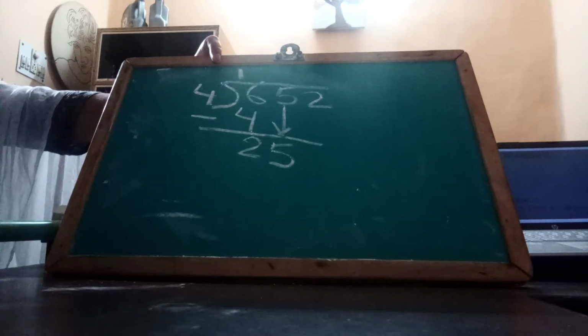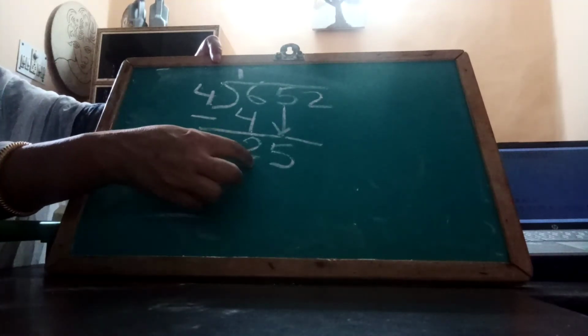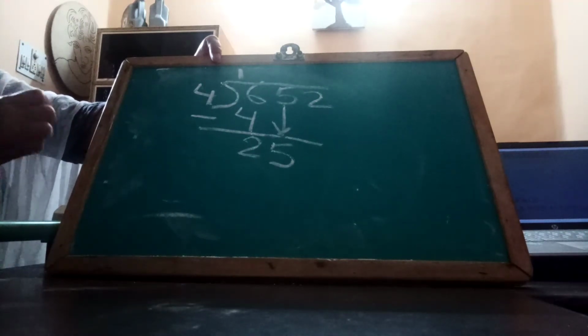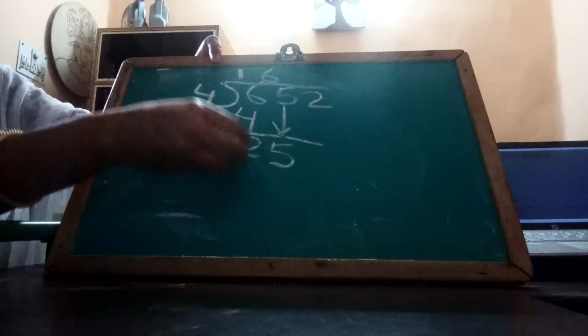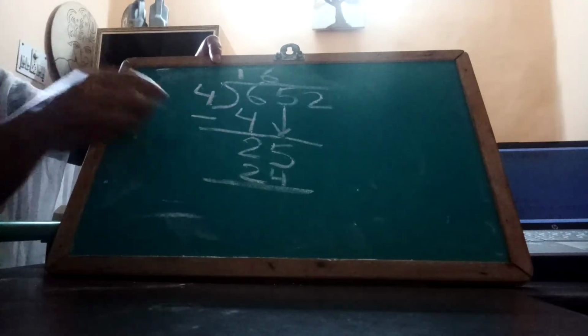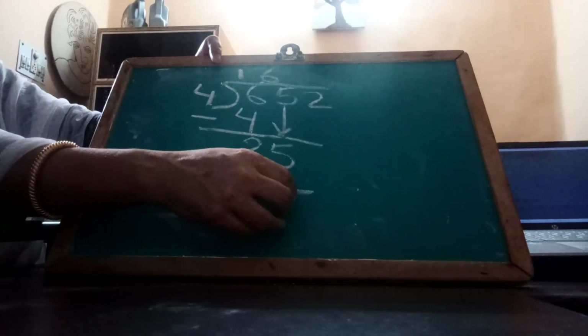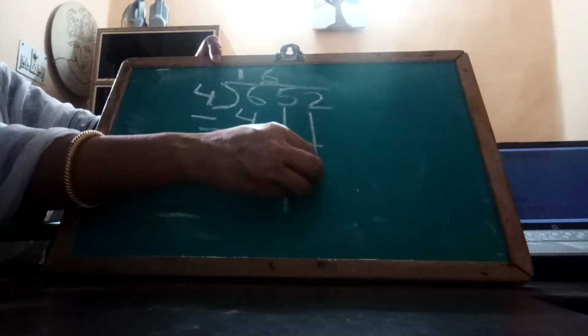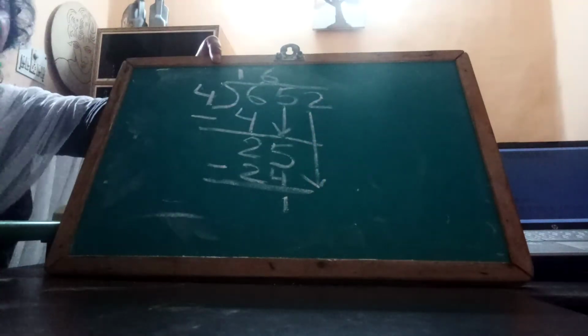Now start thinking in mind. 4 ones are 4, 4 twos are 8, 4 threes are 12, 4 fours are 16, 4 fives are 20, 4 sixes are 24, 4 sevens are 28. Now will I take 4 sevens? No. Why? Because 28 is more than 25. So take a number less than that. 4 sixes are 24. Okay, I got 1 as the remainder, brought this down. Clear?